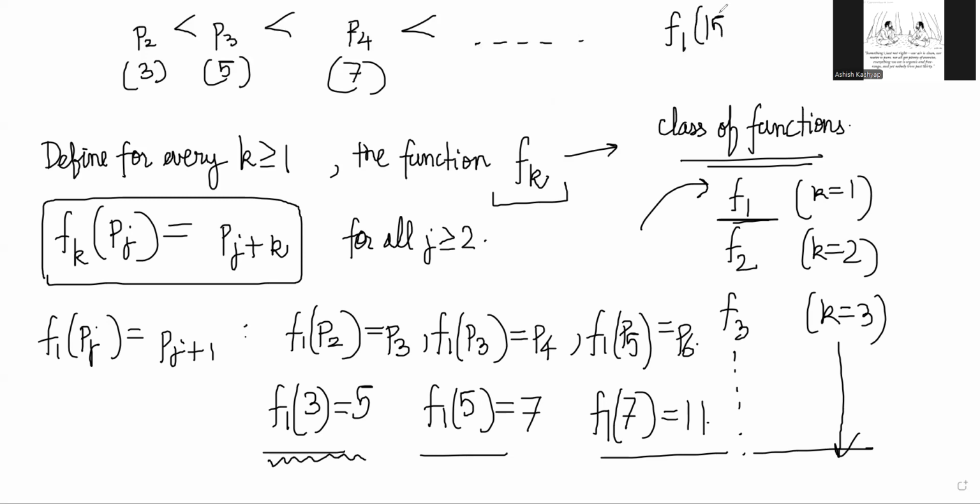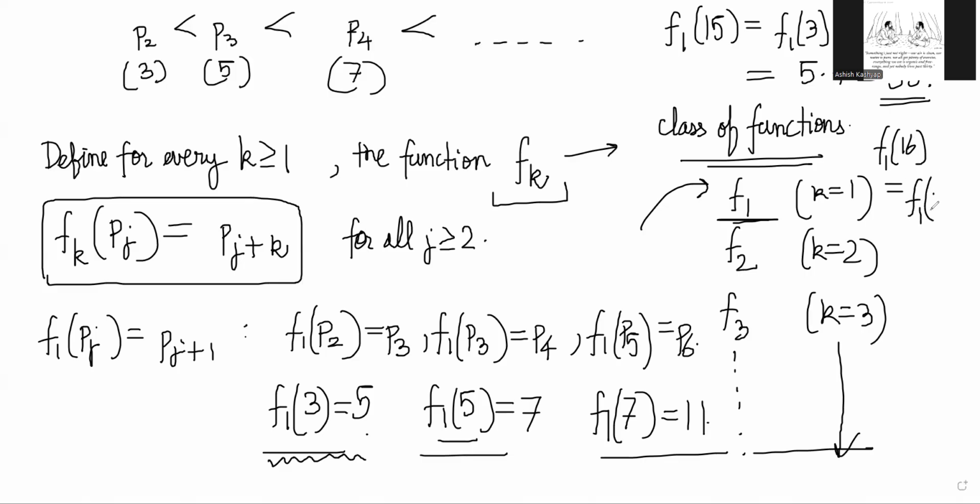f₁(15), for example, will be f₁(3) times f₁(5). And notice that f₁(3) was 5 and f₁(5) was 7. So this is 5 into 7, which is equal to 35. Similarly, f₁(16) here would be 2 into 2 into 2 into 2, 4 times.